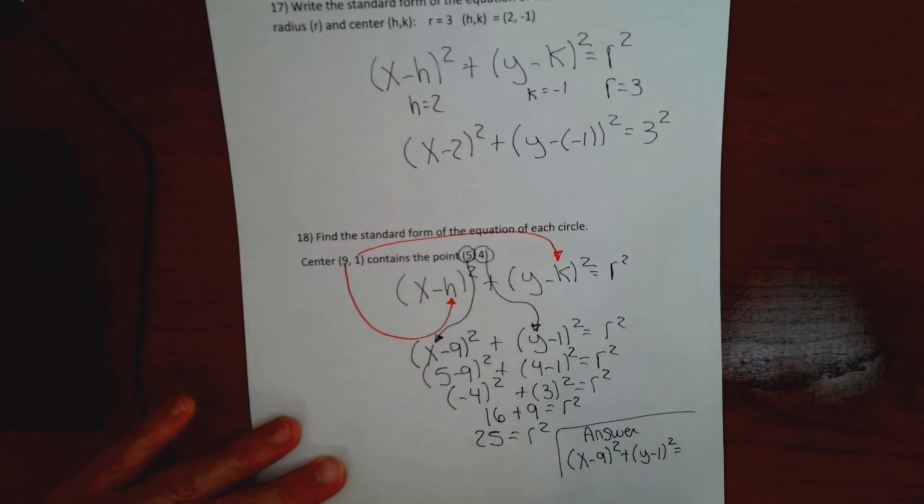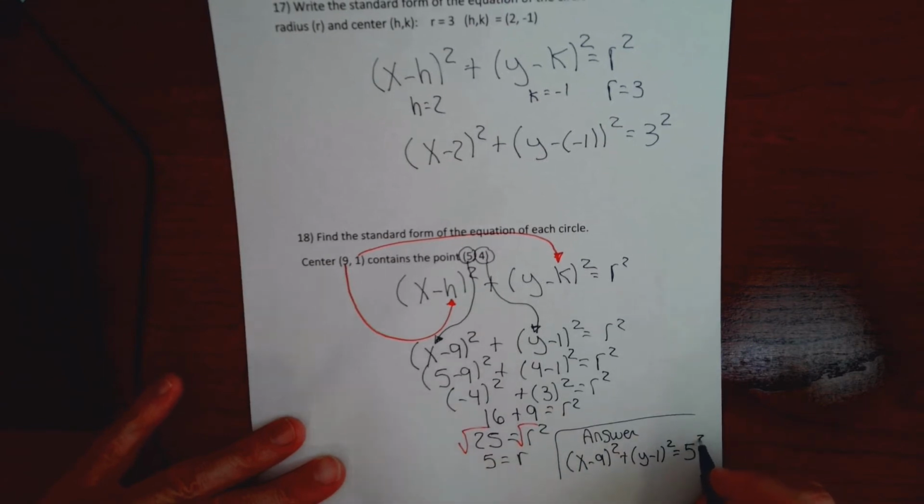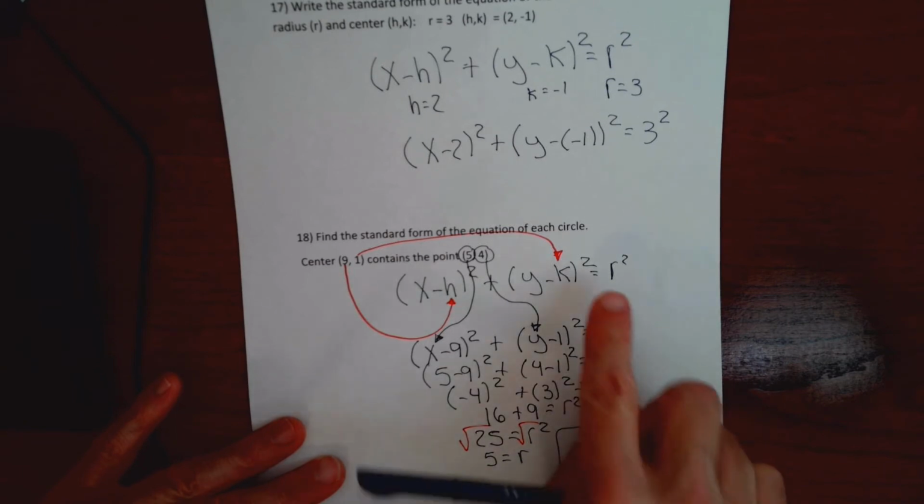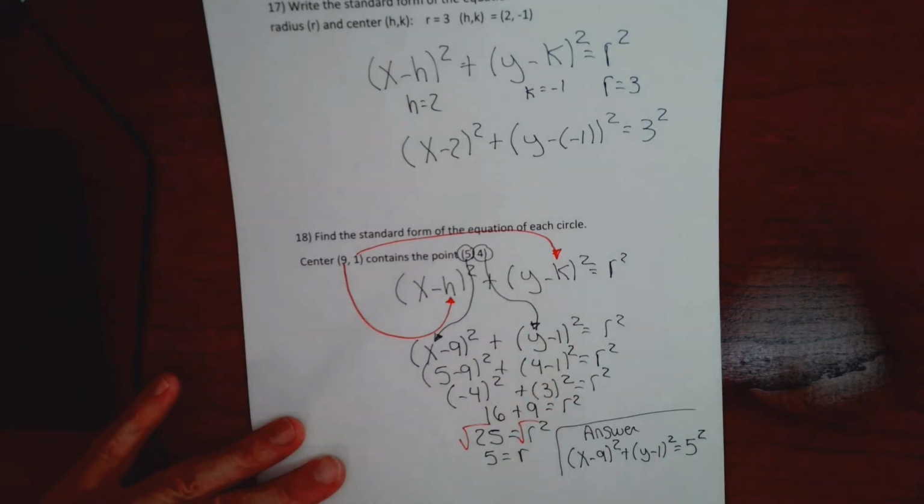I need to square root this to figure out what r is for my answer. I don't need plus or minus because r, our radius, has to be positive. So I get r is 5, and I put it right into the formula for r. So this circle has a center of (9, 1). It has a radius of 5.